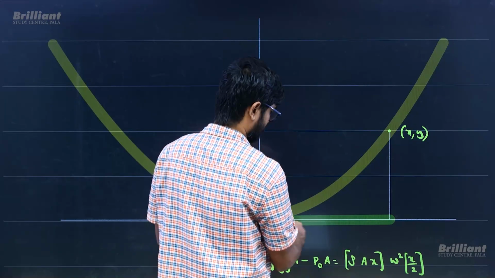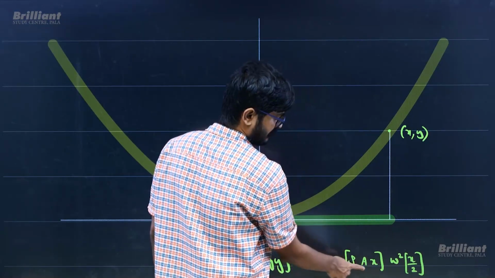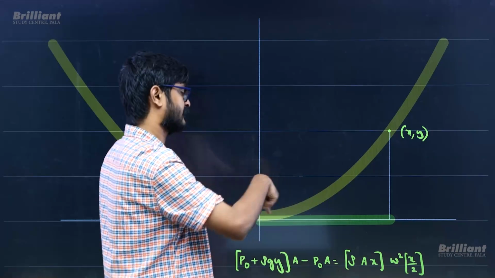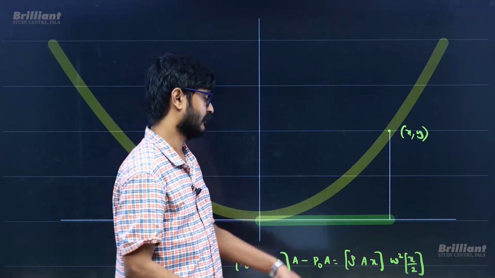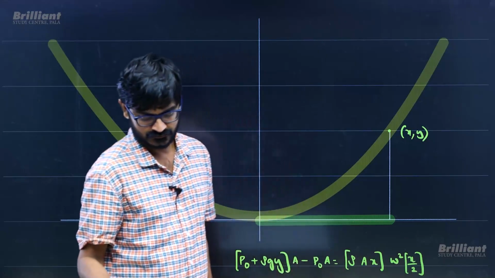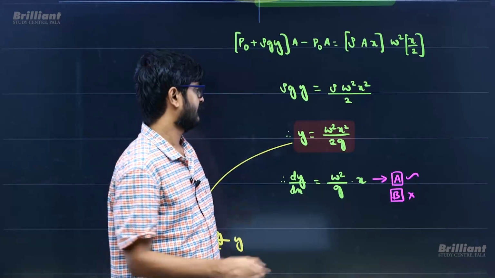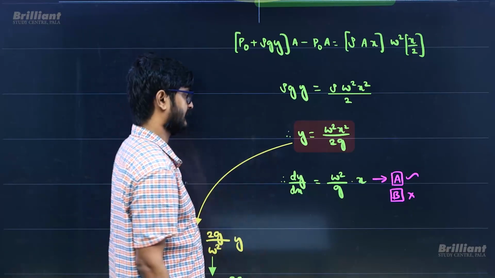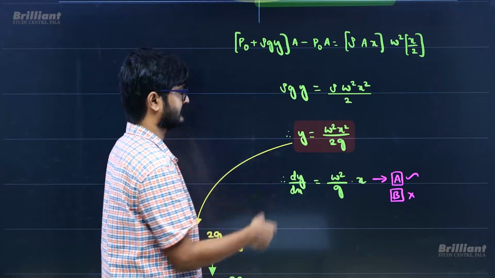Mass is density into volume, this length is x, mass of the element into acceleration of center of mass. Center of mass will be here. It is performing circular motion of radius x by 2. So omega square x by 2. From there you will be getting y equals omega square x square by 2g, which you might have seen in fluids. That's a parabola, and they are asking the slope.